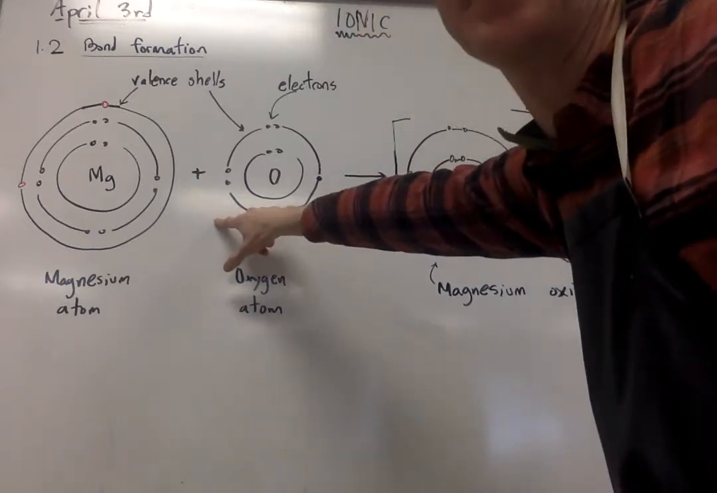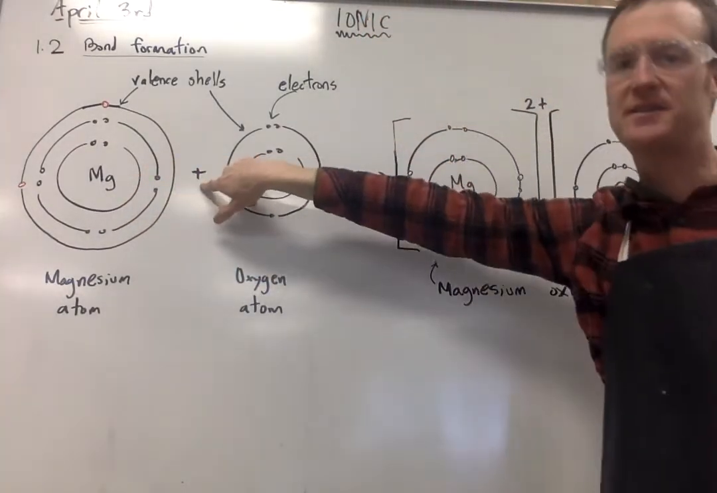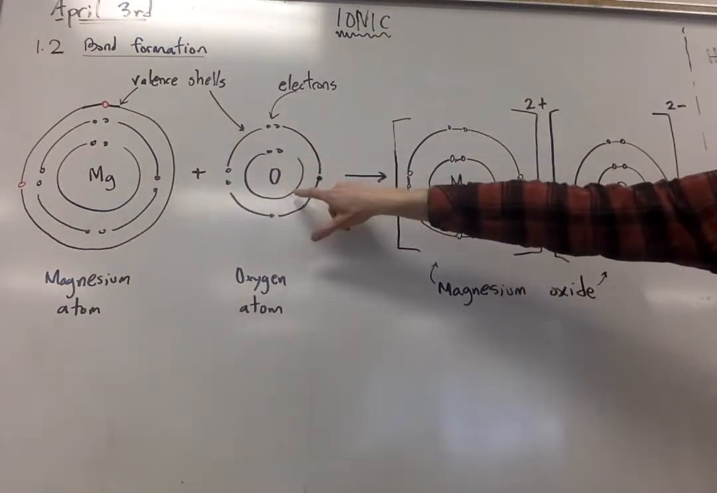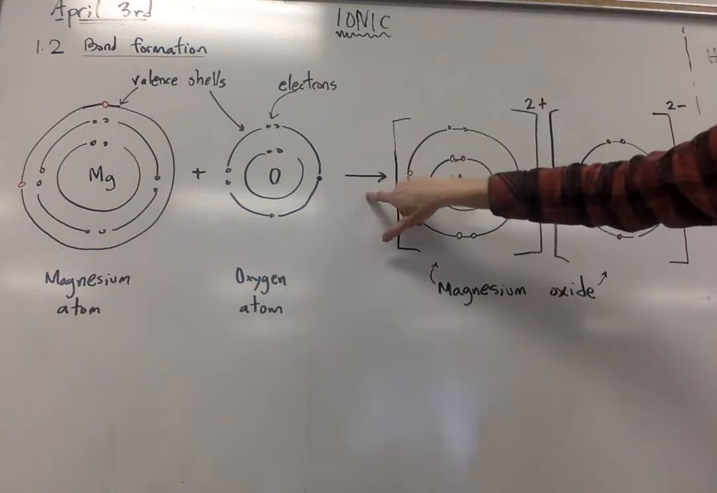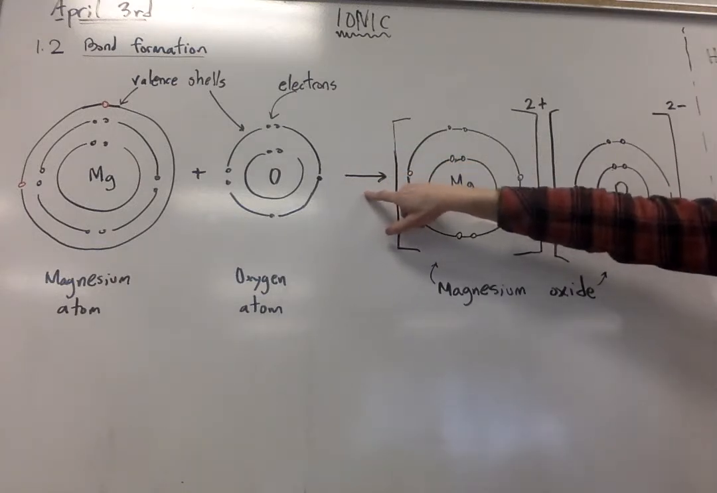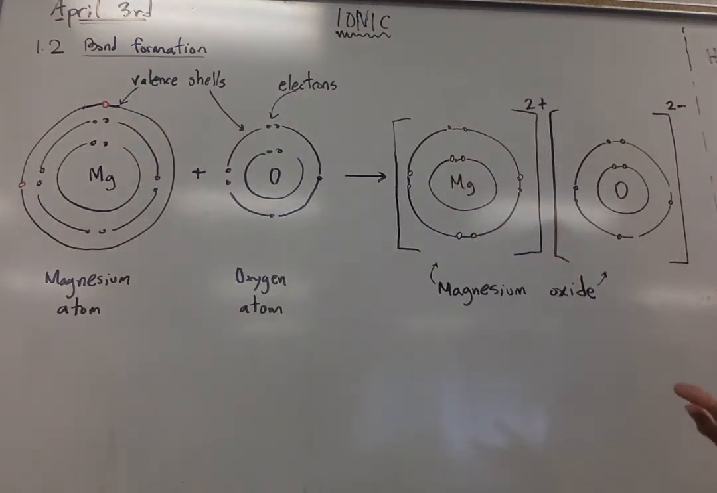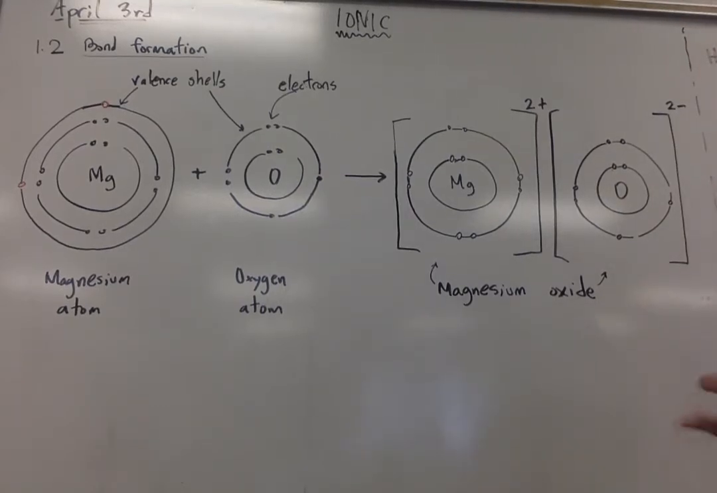Here's what that reaction looks like. Magnesium atom, the plus means it's in a reaction with an oxygen atom. This arrow here means it makes, it creates. You'll see this in your textbook reading, by the way. Please do it. This stuff right here, magnesium oxide. We made an ionic compound. You know the naming rules, but maybe you're getting a bit of a better insight into what this stuff is.